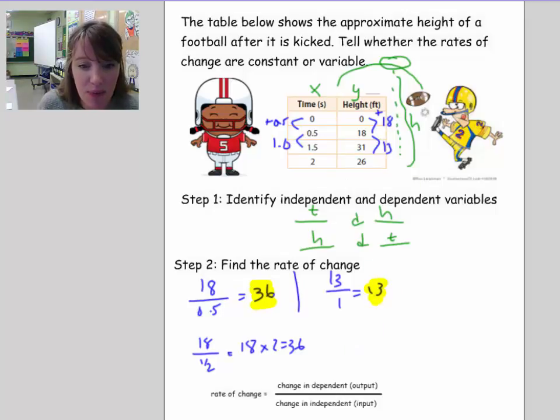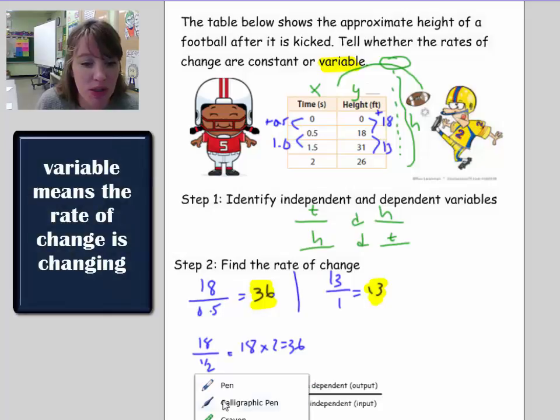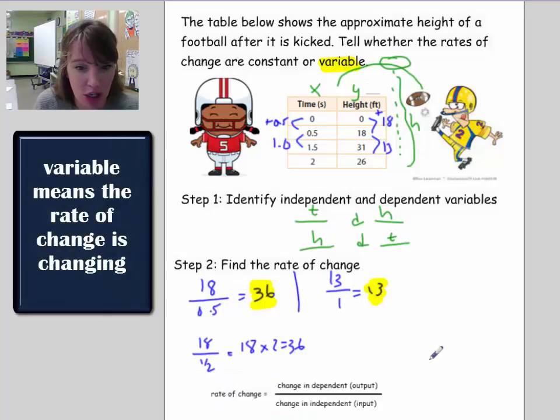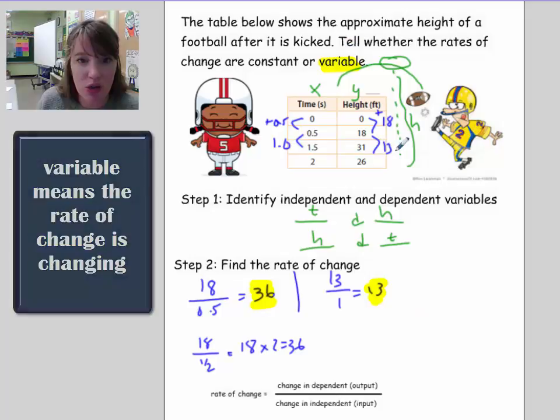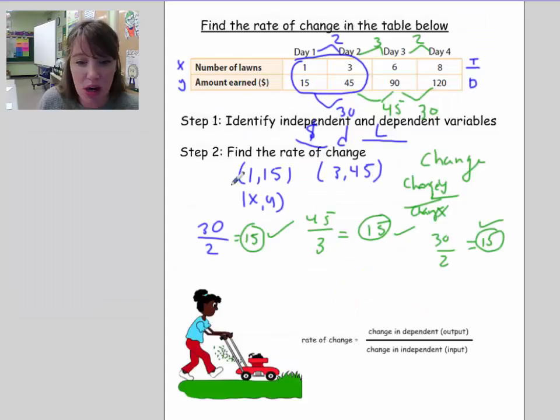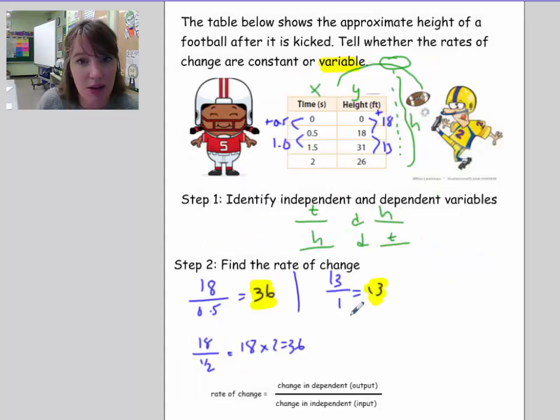Okay, so already we can see that it is not constant because these two numbers are not the same. So I don't even have to continue because I've answered my question. The rate of change is variable, or the rate of change is changing. All right. So the one that we just saw, the rate of change was constant, but the one that we saw here is variable.